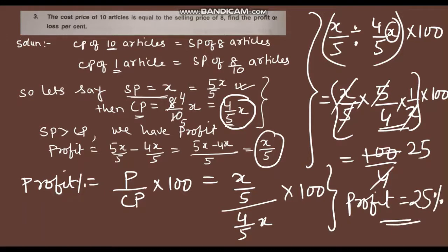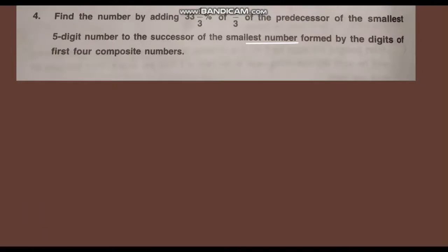So here if the CP of 10 articles is equal to SP of 8 articles, then we have profit, and profit percent is equal to how much? 25, or we have 25% profit. Now let's read the last question.